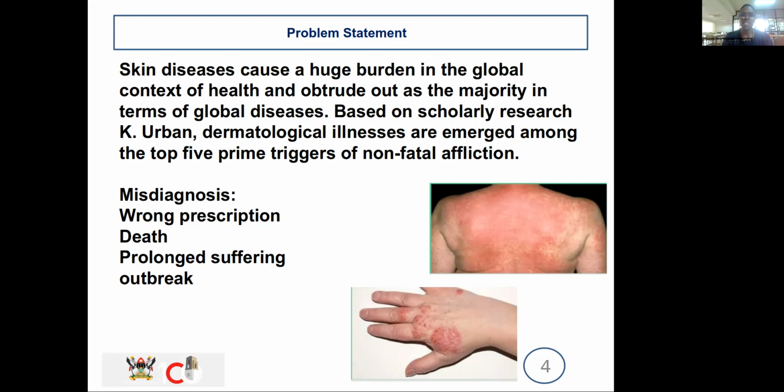Depending on the result of the diagnosis, if it is a misdiagnosis, it will lead to a wrong prescription by health experts to their patients. And this wrong prescription of drugs or remedies might lead to prolonged suffering or outbreak of the skin disease all over the body, or even death, irritation and agitation. So this becomes a serious burden when skin disease diagnosis is a misdiagnosis.